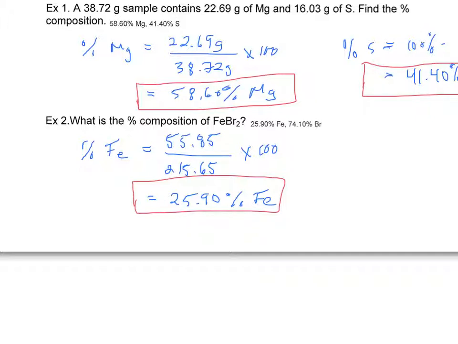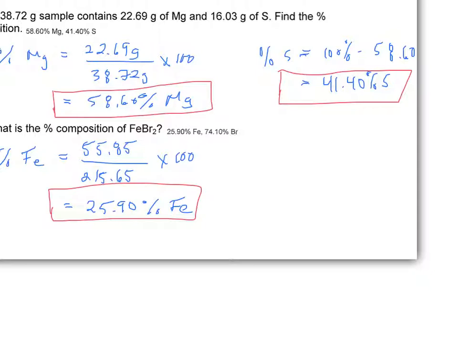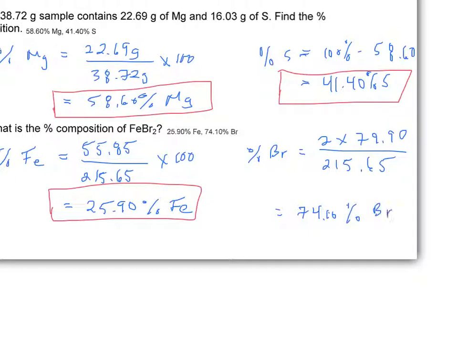I could just take 100% minus 25.90 to get the percent of bromine, but I also want to demonstrate to you the regular plug in the equation way. I would need to take the mass of 2 bromines because there's a Br2 in the formula. 1 bromine is 79.90, so I just times my numerator by 2. Divide it by the molar mass of the whole compound, and I can keep 4 sig digs in my answer.